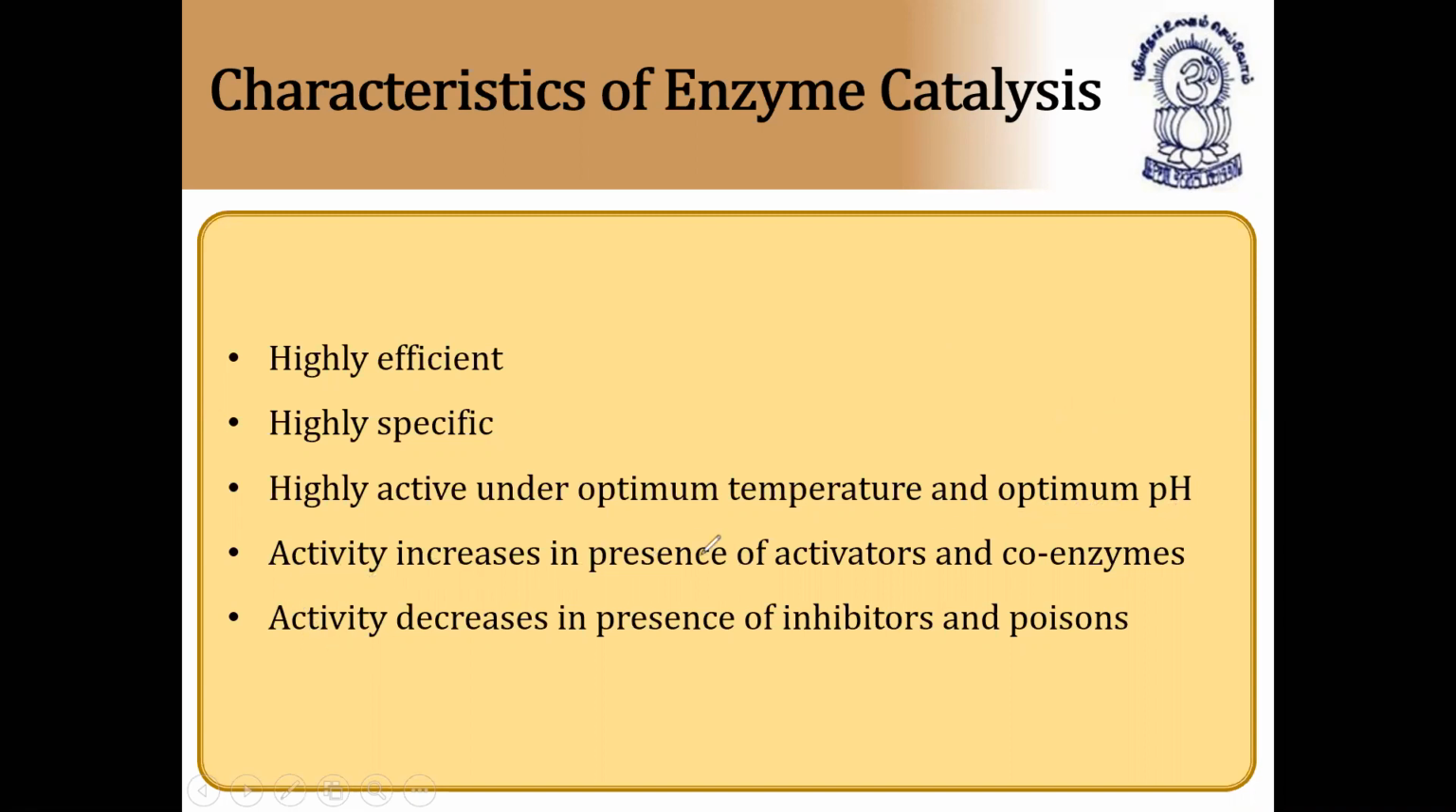Activity increases in the presence of activators and coenzymes. Activity decreases in the presence of inhibitors and poisons. For example, the pH of human blood is 6.4, which is slightly acidic in nature. That's why I told you this is the optimum pH.